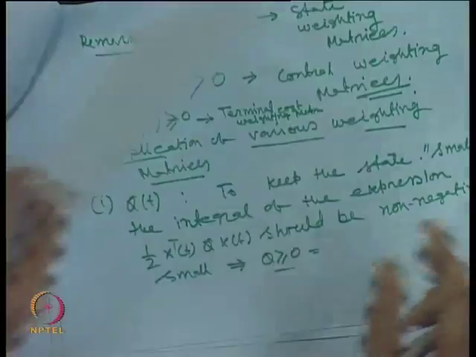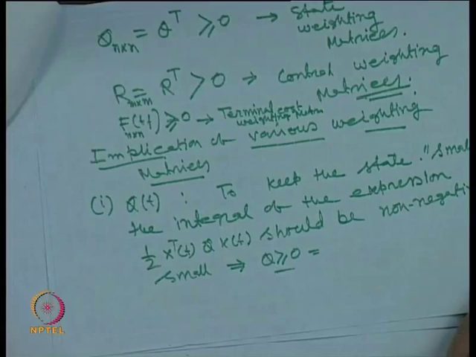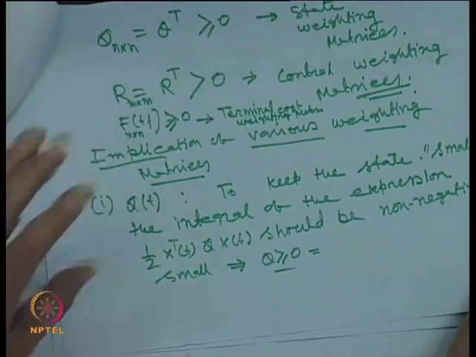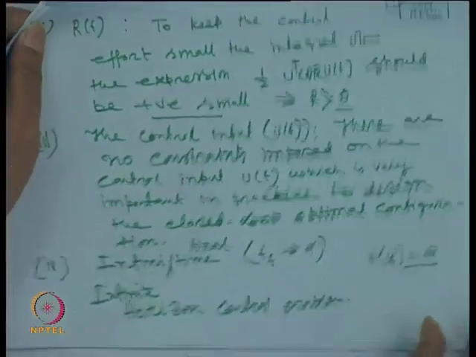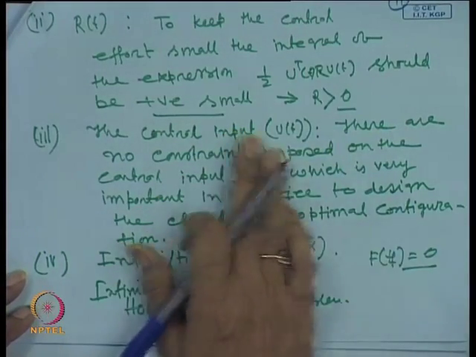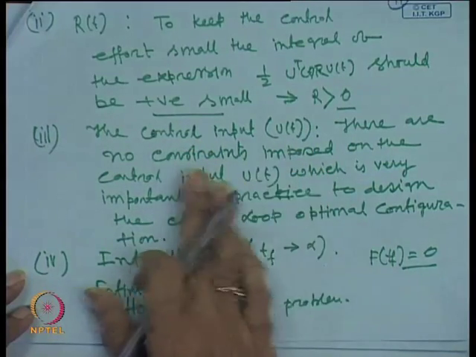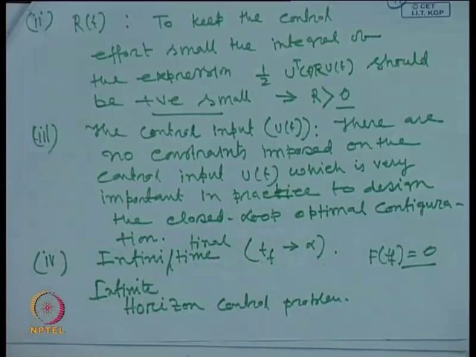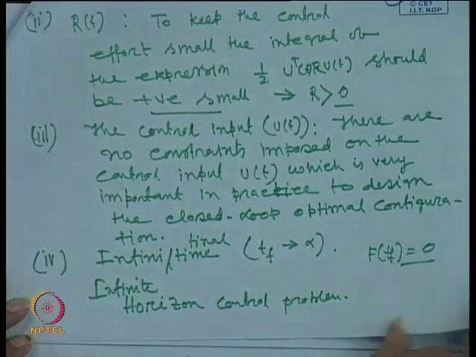This is our basic step, and the choice of Q should be positive semi definite, and R should be a positive definite matrix. In the linear quadratic regulator problem that we will derive now, there is no constraint on u as well as x; x and u are free, with no constraint imposed on the variables.